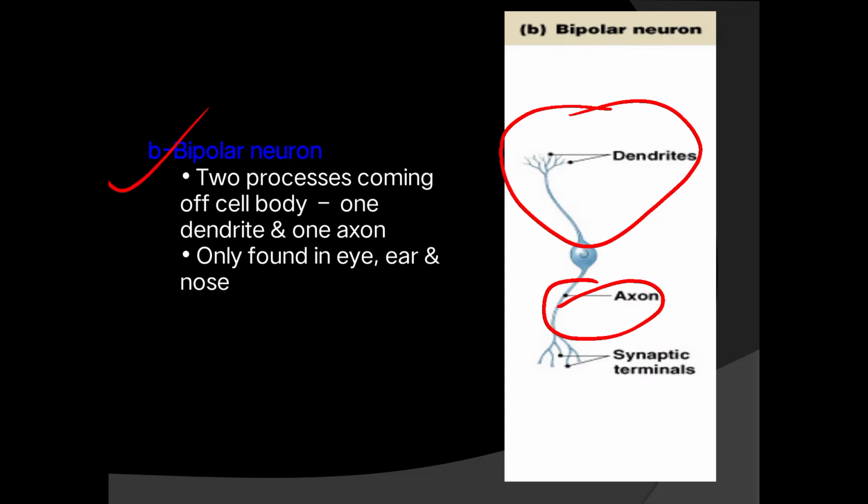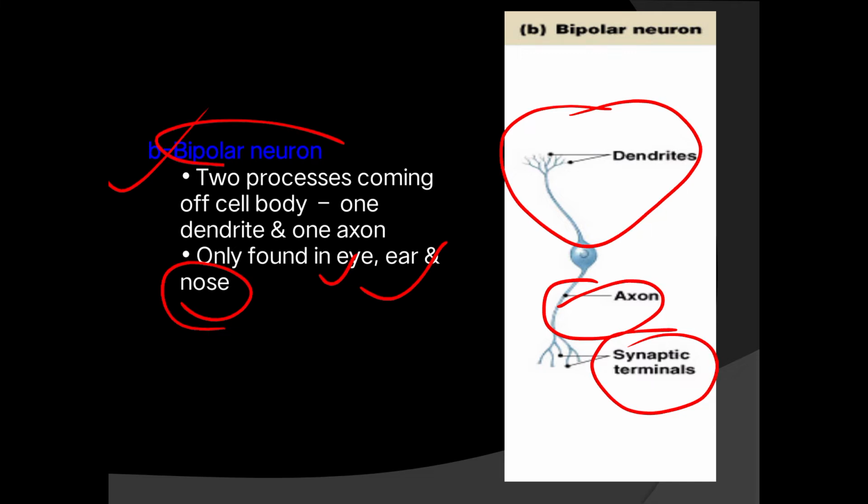Bipolar neurons are only found in the eye, ear, and nose. Bipolar neurons are found in the sensory organs: eye, ear, and nose. These are the three most important sensory organs of the facial region. So for the bipolar neuron, remember, it is found in the eye, ear, and nose.